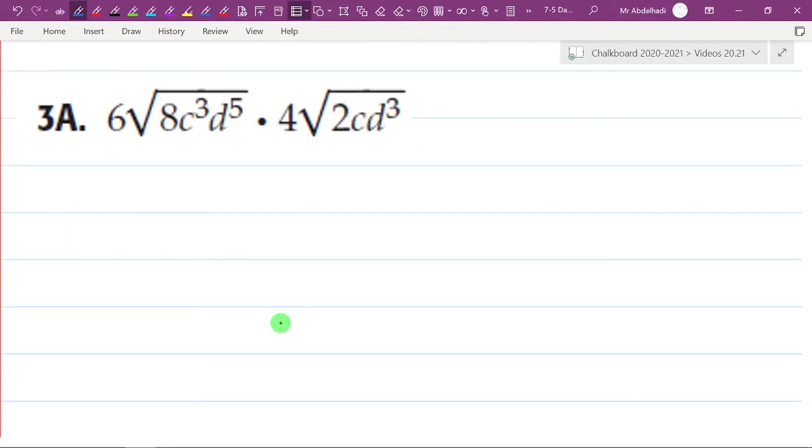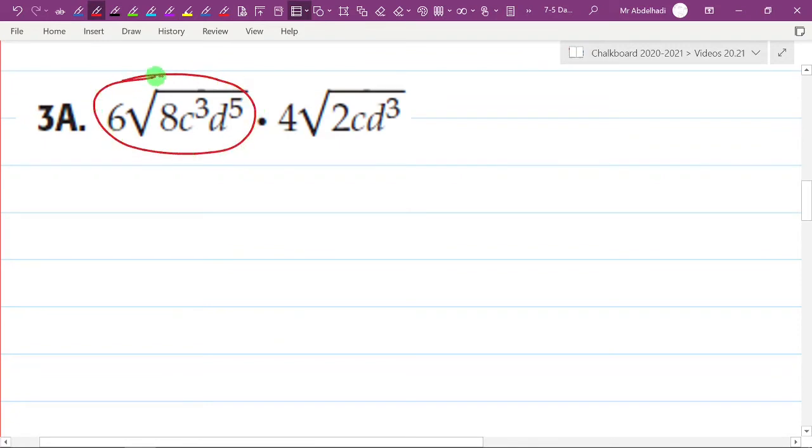Okay, let's try another one. Now this is not a binomial times a binomial. This is a monomial, meaning one term, times another single term. All right. Even though it looks complicated, this is only one term, and this is only one term, just like the problem we did at the beginning of the lesson.